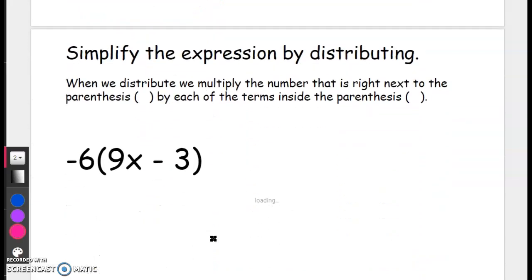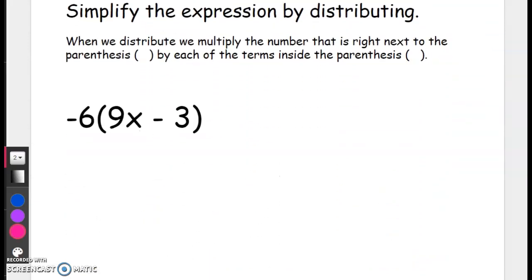Okay, we have one more we're going to do. Again, we're going to simplify the expression by distributing.